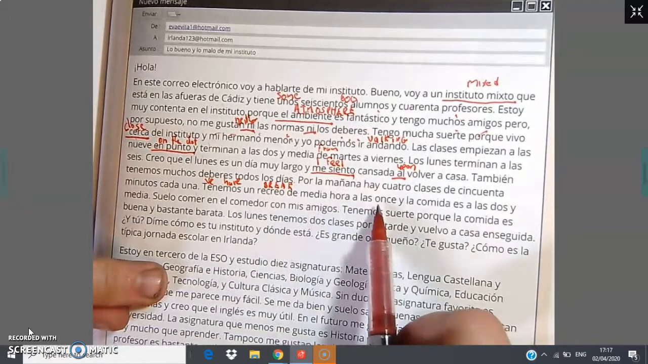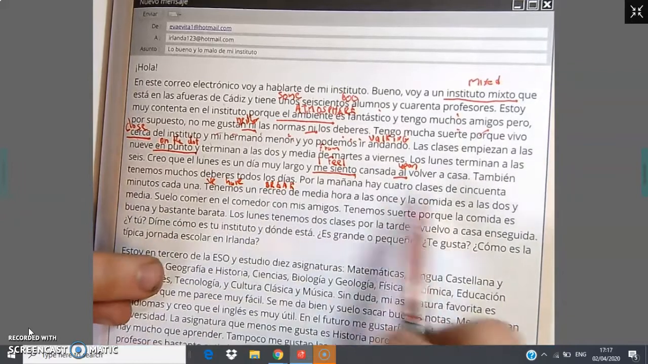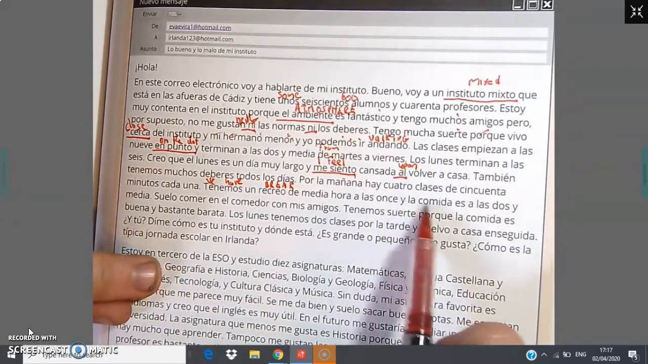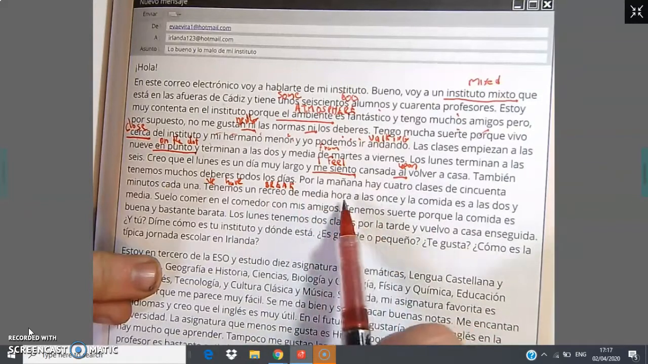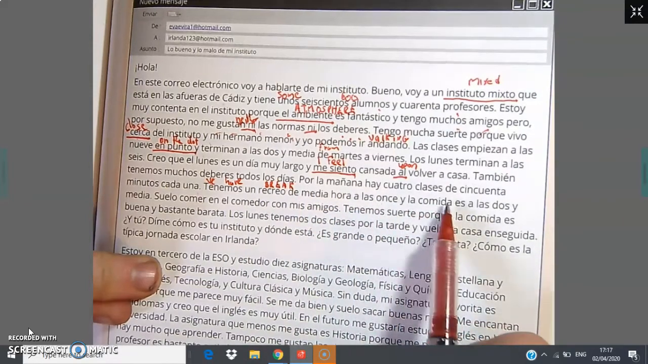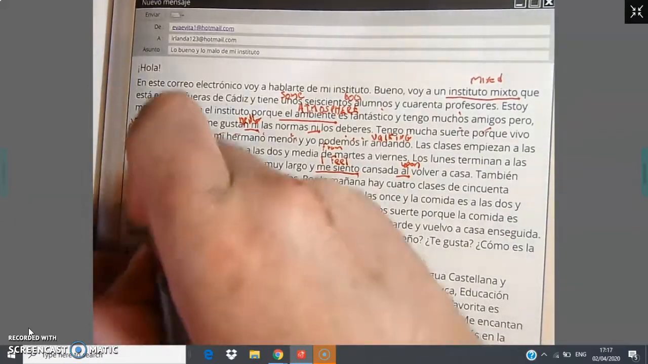A half-hour break a las 11 y la comida es a las 2:30. And then the lunch break a las 11. So they have a small little break at 11 for half of an hour, and then they have the big break, or they're finished really, I suppose, at 2:30. Okay, suelo. This suelo here means I usually.